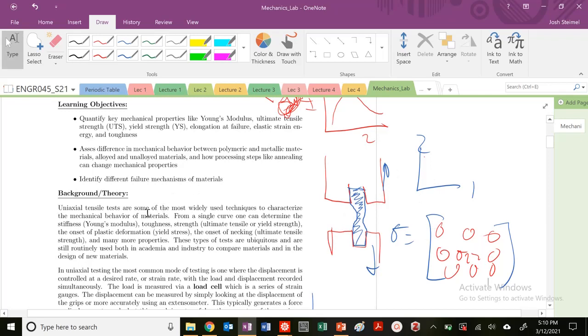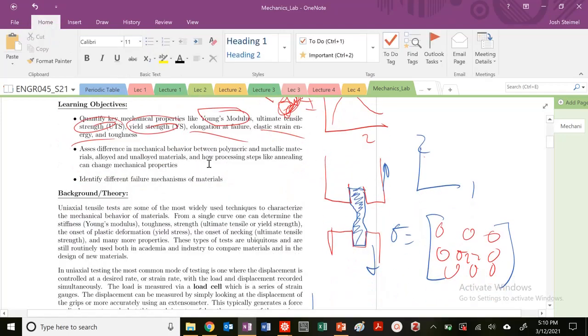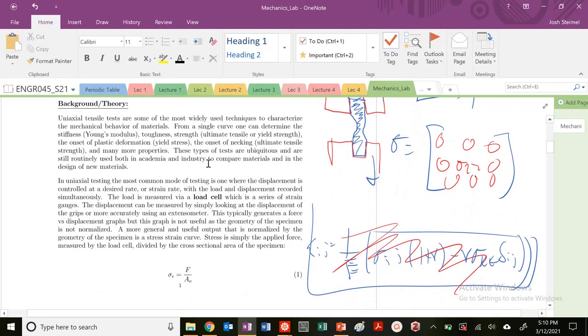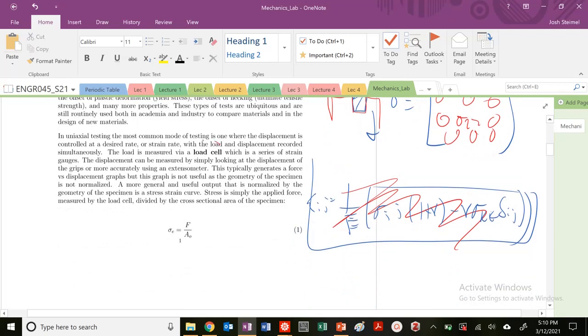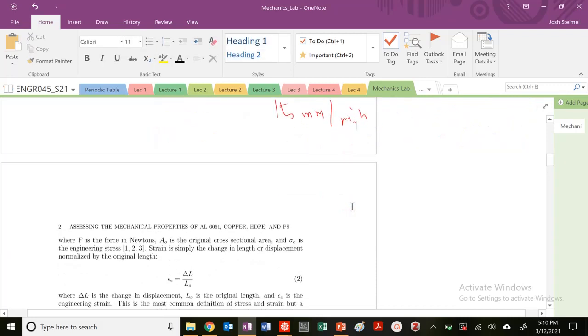So we're going to pull out that sample. We're going to measure these different properties: the modulus, tensile strength, yield strength, elongation at failure, elastic strain energy, toughness, and we're going to generate these stress strain curves and calculate these values. So we're going to have a load cell. A load cell is essentially going to generate that force. We're going to pull it at a specific rate, 15 millimeters per minute.